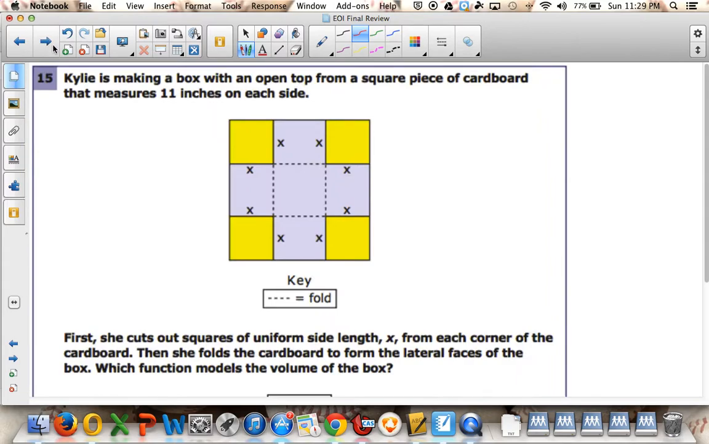Next question. Kylie is making a box with an open top from a square piece of cardboard that measures 11 inches on each side. So here's 11 inches here, 11 here.